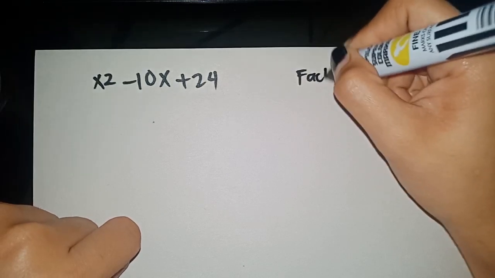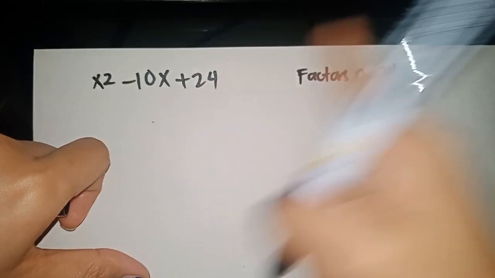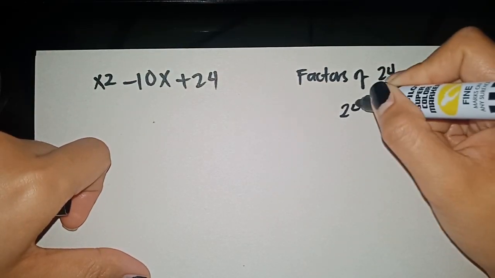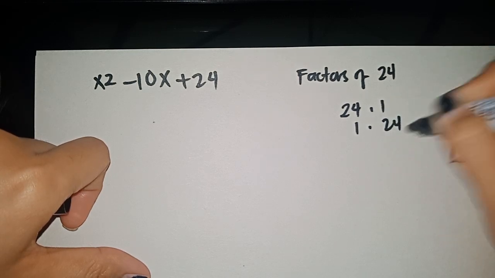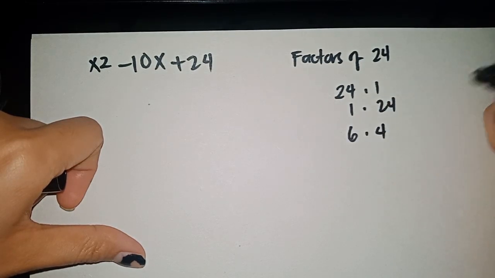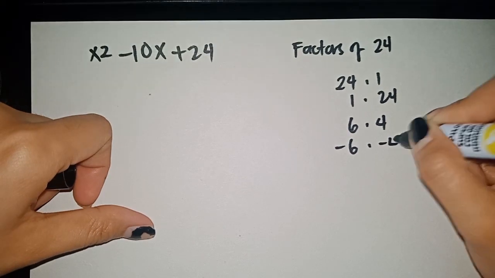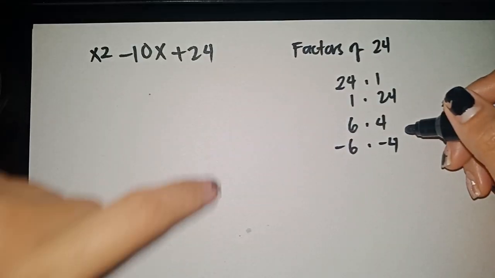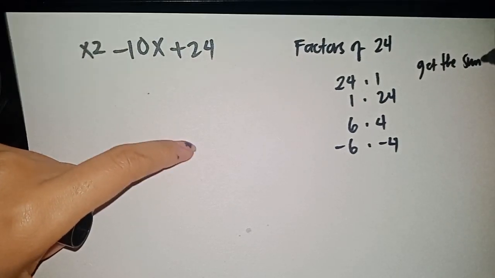Okay, let's have the second one. So the steps will be just the same. We only have 3 steps. So get the factors of 24. We have 24 times 1, 1 times 24. And may I just remind you that we can also use negative numbers, since it will still result in positive 24. For example, we have negative 6 and negative 4.